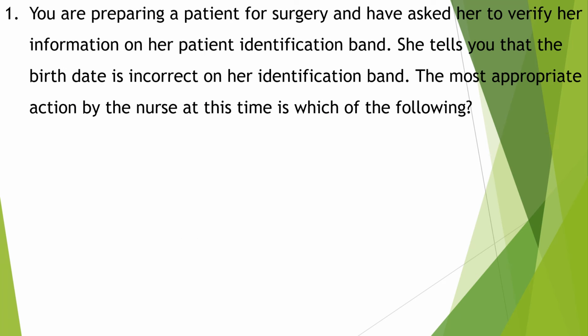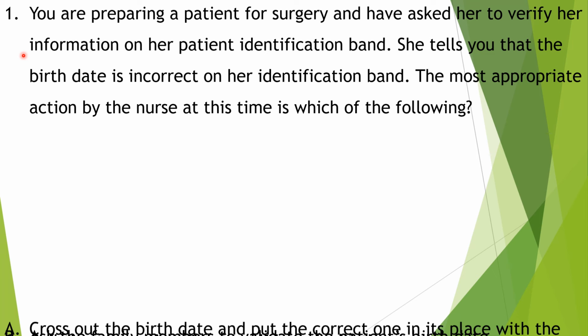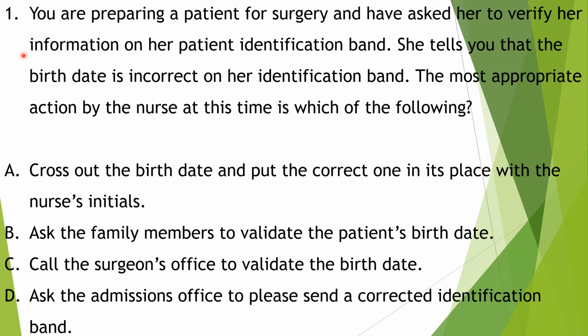First question, you are preparing a patient for surgery and have asked her to verify her information on her patient identification band. She tells you that the birth date is incorrect on her identification band. The most appropriate action by the nurse at this time is which of the following? Cross out the birth date and put the correct one in its place with the nurse's initials. Ask the family members to validate the patient's birth date. Call the surgeon's office to validate the birth date and ask the admissions office to please send a corrected identification.